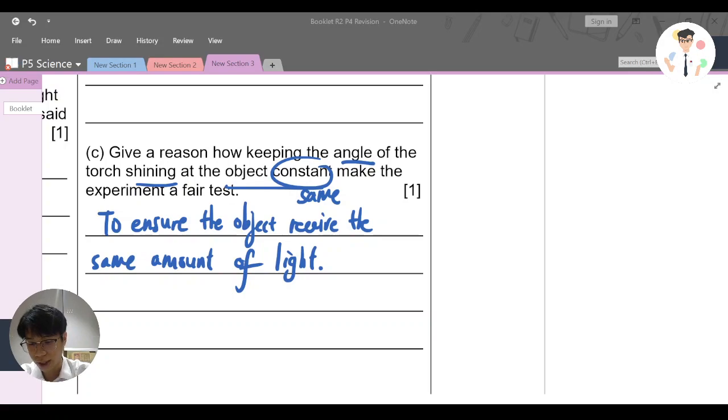Okay, and there's only part A, B, and C. And that's all for this question.